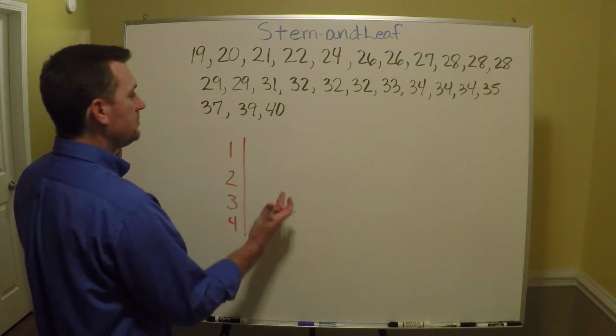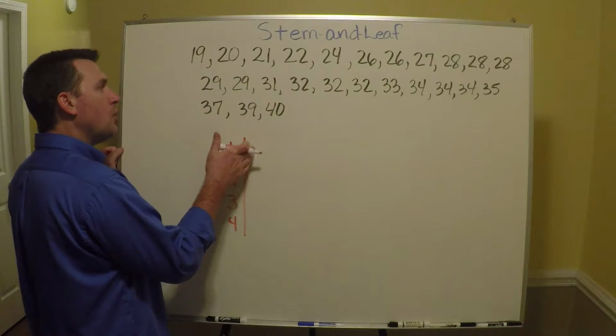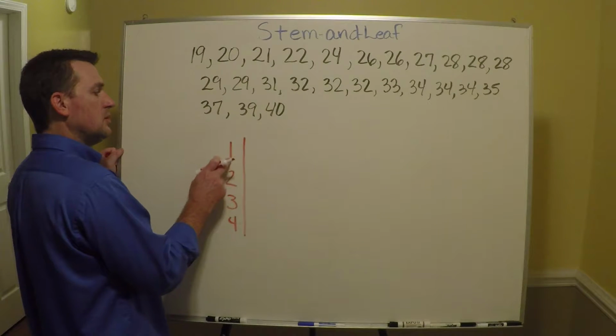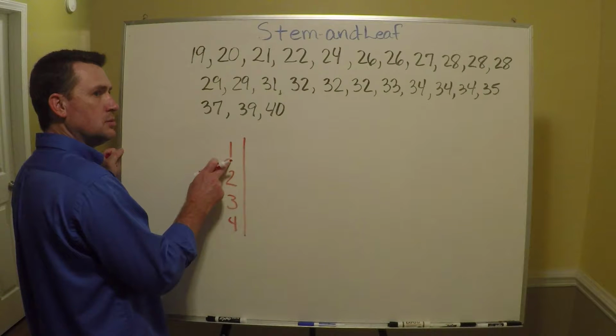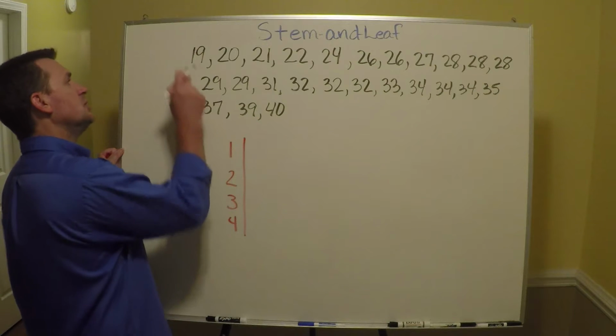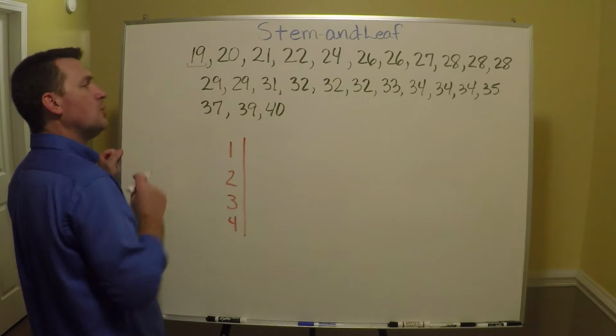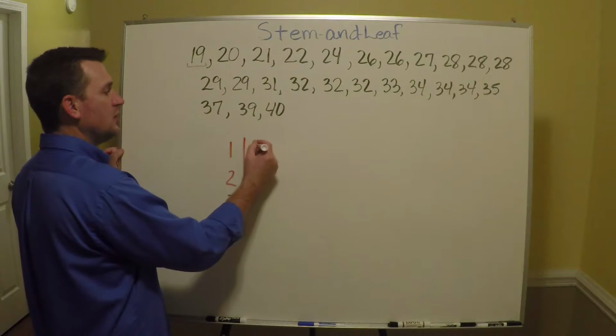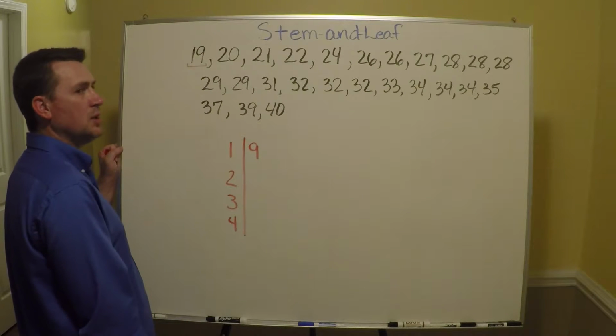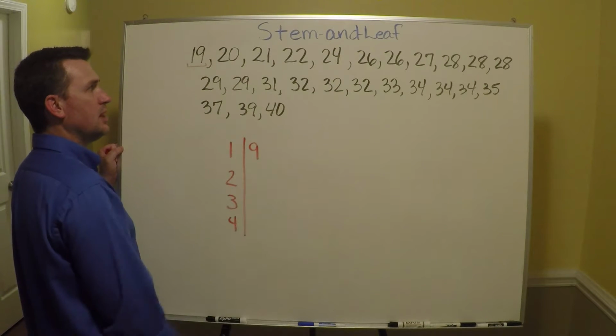On the other side, I'm going to list all the ones digits that are attached to this particular digit in the tens place. So for instance, I've only got 19. It's the only thing that begins with a 1. So I'm going to put 9 here, and I'm done with my first row entirely.